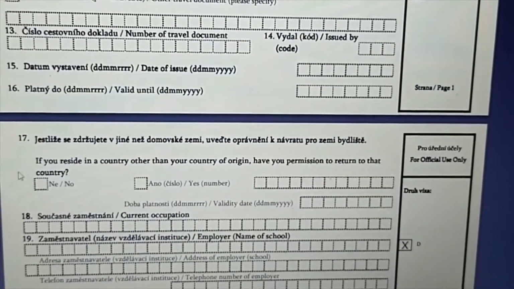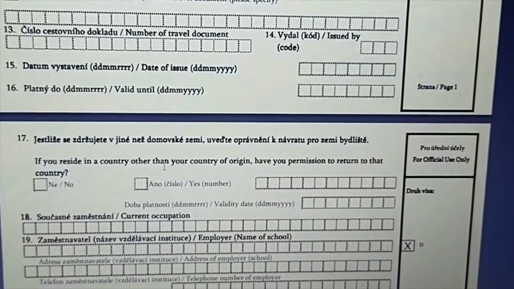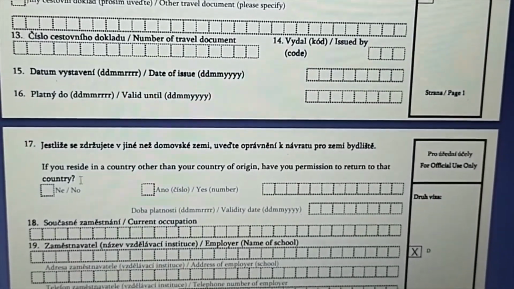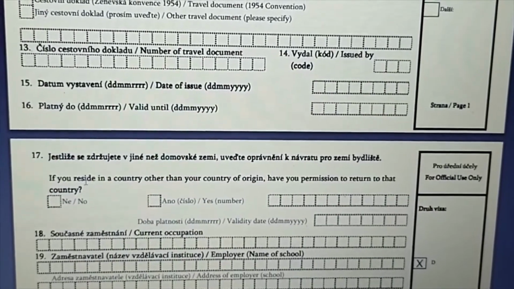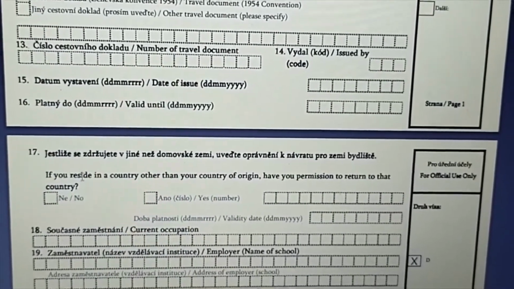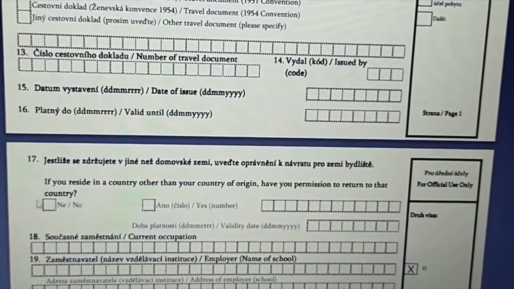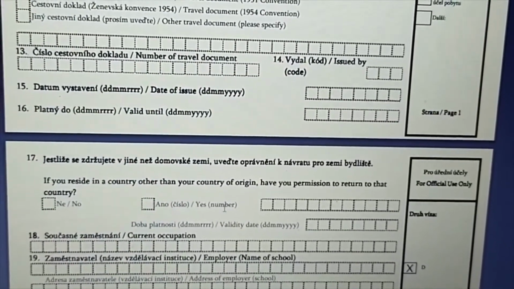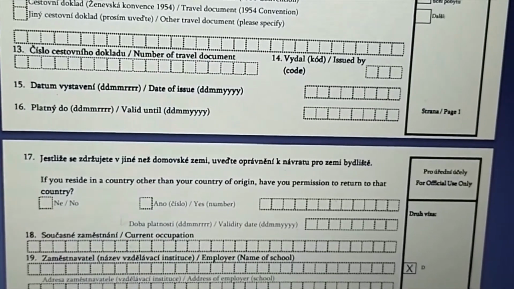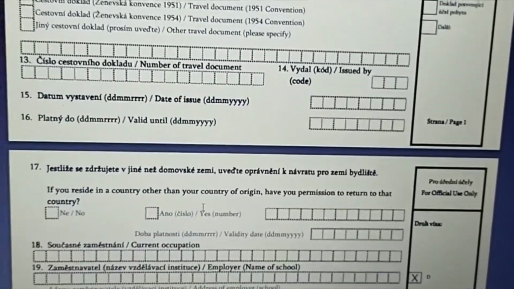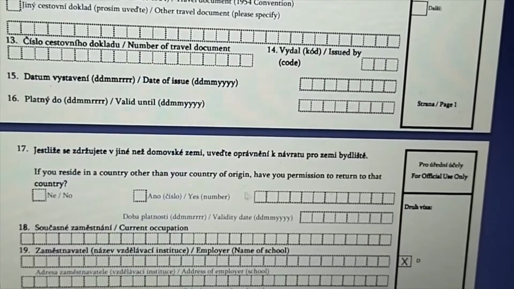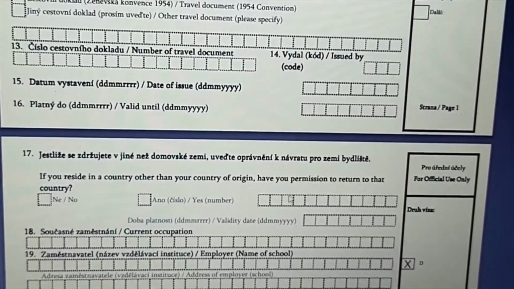Now here it says, if you reside in a country other than your country of origin, have you permission to return to that country? If you are staying somewhere outside the country of birth or country of origin, if you have a permit to that country, you indicate here. If you don't, indicate here. If this place is not applicable to you, that means you are still in your country of origin, then you don't need to do anything here. Just cross it over and just ignore it.